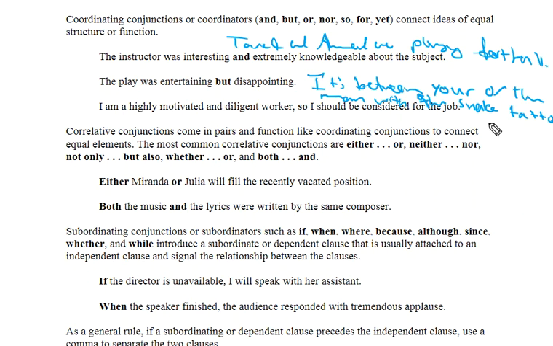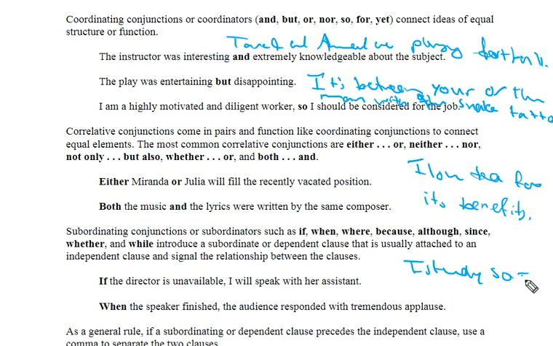Okay, here we used or. I love tea for its benefits. That's the reason why I love tea. So: I study so I can succeed.